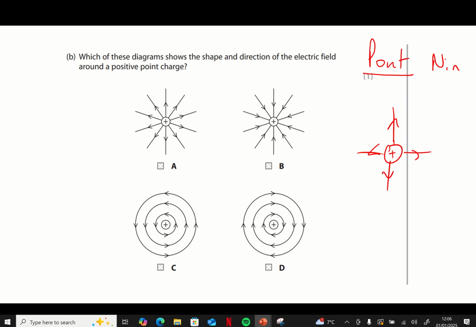So always remember negative charges, they go in. So remember your POUT and your NIN, and therefore that's going to be A. These here are trying to confuse electric fields with circular magnetic fields that I'll be teaching you soon.